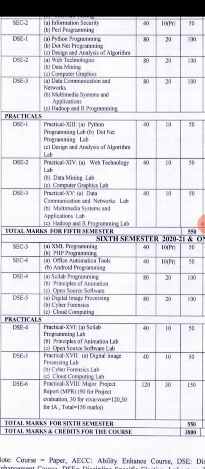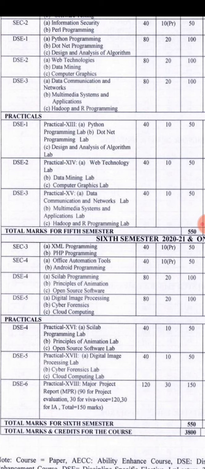So again, Scilab programming, principle of animation, open source software. So among these 3 choose any one. And DSE 5, digital image processing, cyber forensics, cloud computing. So you need to choose one. Okay, coming to practical, DSE 4 practical and DSE 5 practicals are there. But if you see in the theory, DSE 6 is not there, but in the practical there is DSE 6. It means that there is a major project report you need to prepare in the final semester of the BCA.